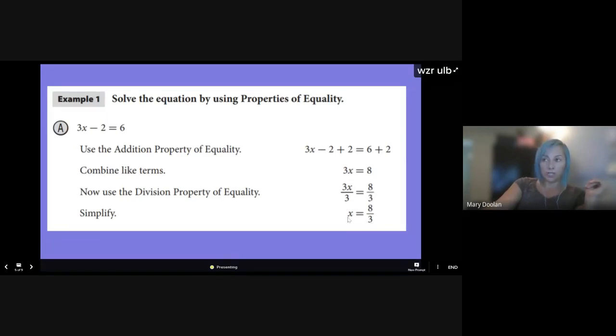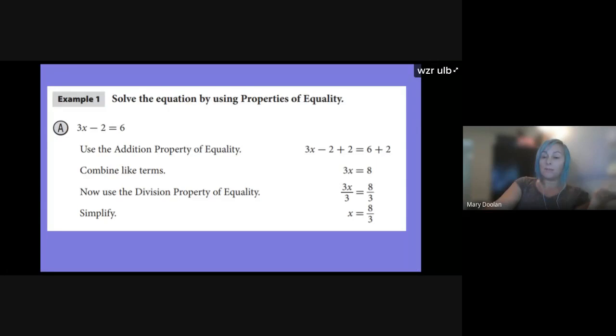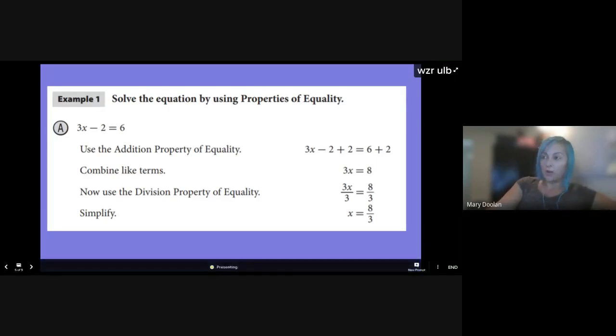When the coefficient of a variable is 1, you could write 1 there, but you don't have to write a 1 there, right? It's like an invisible 1. It's implied that it's there.